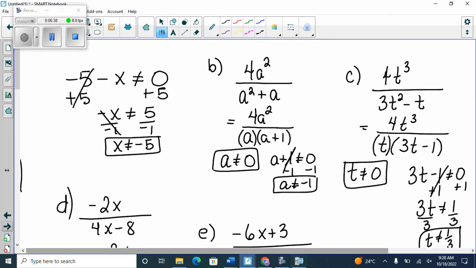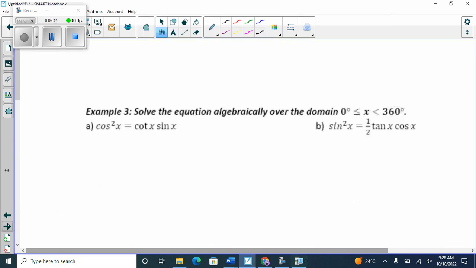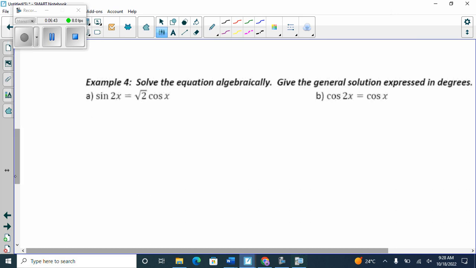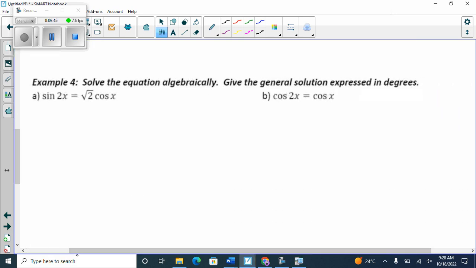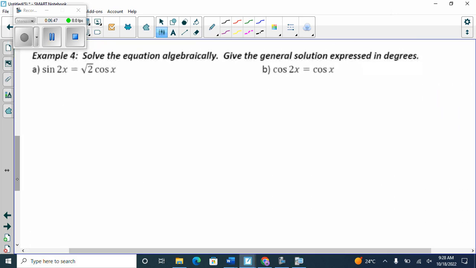Let's go to example 4. So you're trying out these two. The catch here is, what do I want my solutions in? In degrees. And I want the general solution. I didn't give you a restricted domain. So you're going to add 360n, n ∈ I, right? 360 degrees n, n ∈ I. You're doing the general solution. So try these two out.